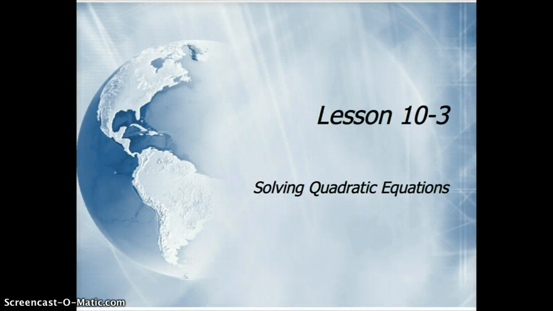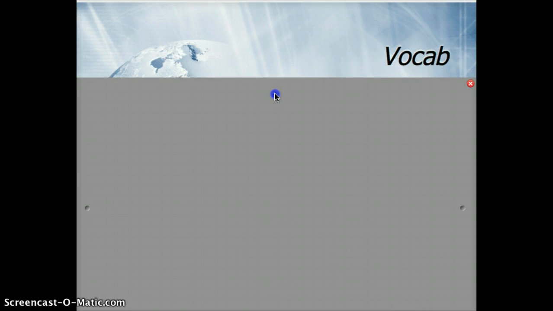Today we're going to start to learn how to solve quadratic equations, and this will be a progressive topic where we're going to start today just with two methods, by graphing and by square roots, and we'll move on to more advanced topics as the weeks progress. So a little bit of vocab that you need to be comfortable with.